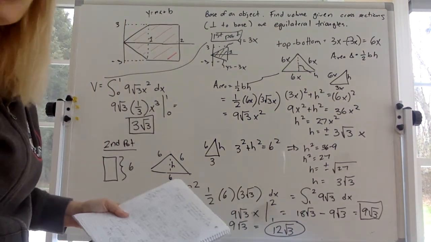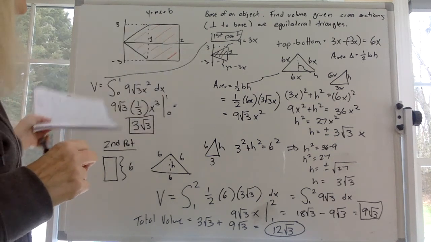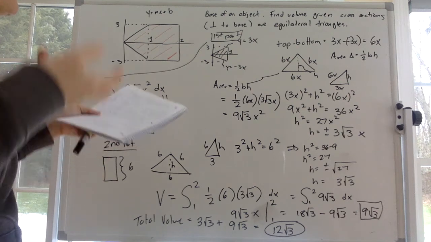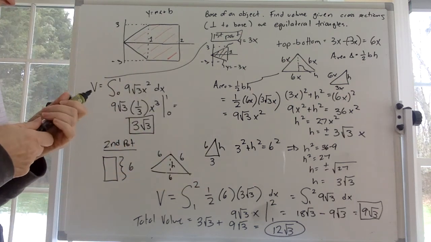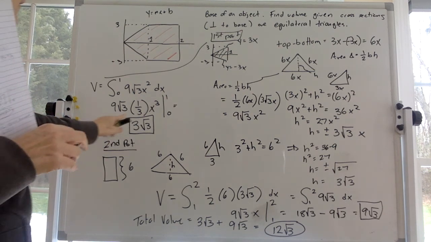So there's a lot of work there. But what we had to do was divide this thing up into two parts. We know they're equilateral triangles. We had to find the area of a triangle. We had to do 1/2 base times height. So we had to use the Pythagorean theorem for both parts. And then we had to find the volumes by integrating. And then remember, the last step is to add the two pieces up.